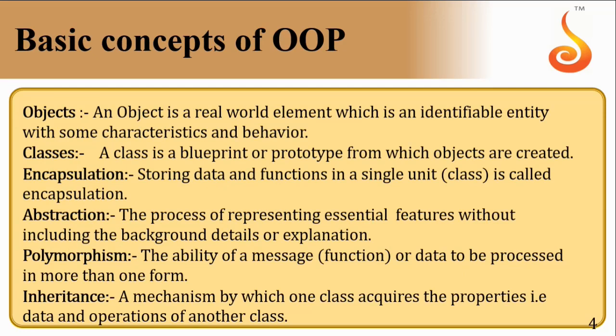So we'll start with basic concepts of OOPS. OOP is nothing but object oriented programming. It's a technique. The basic concepts of object oriented programming are objects, classes, encapsulation, abstraction, polymorphism, inheritance, and dynamic binding. So what is an object? An object, in the shortest way I can say, is an instance of a class. An object is nothing but a real world element which has some characteristics and behavior.